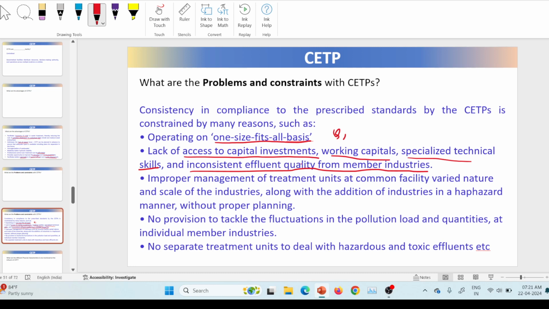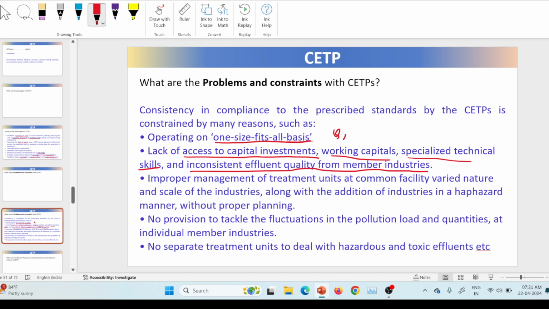If four industries are supplying wastewater to CETP, but one industry is not able to provide the required effluent, meaning that industry is not able to give the primary treatment and is directly discharging, it may affect the CETP.